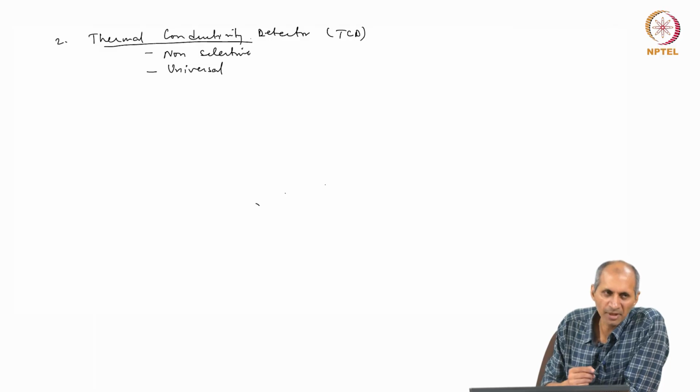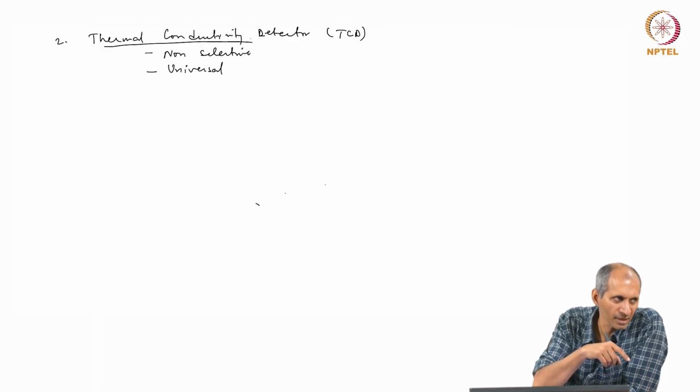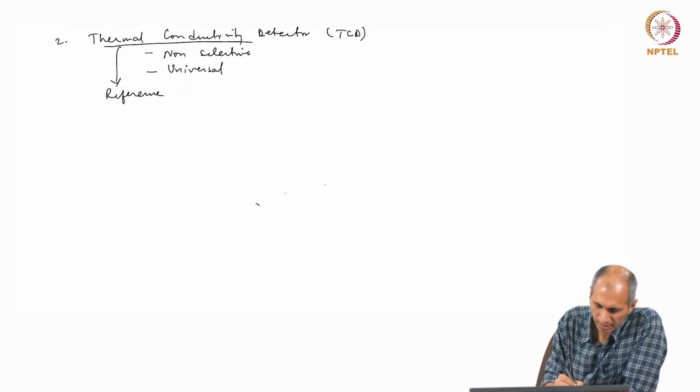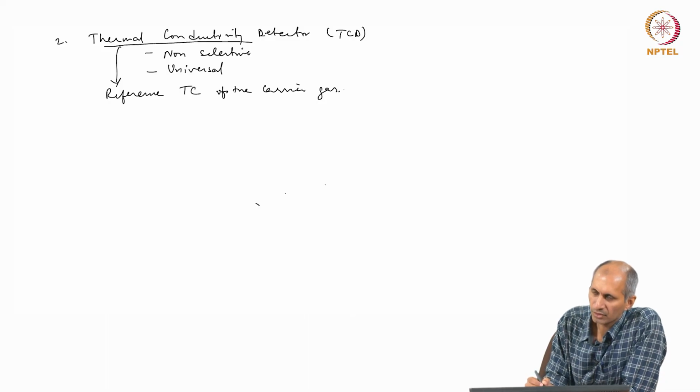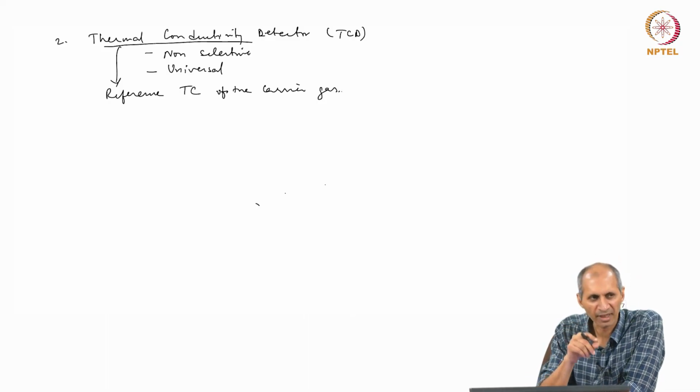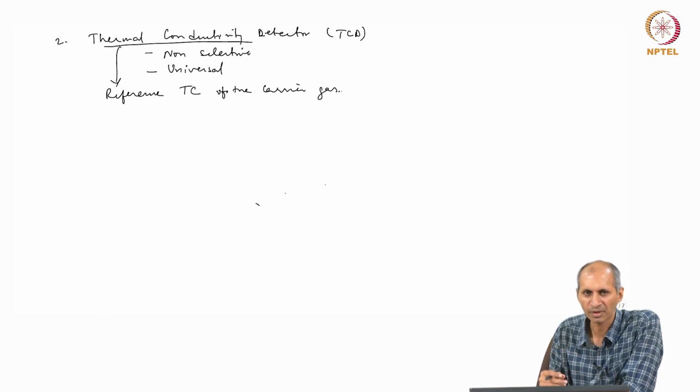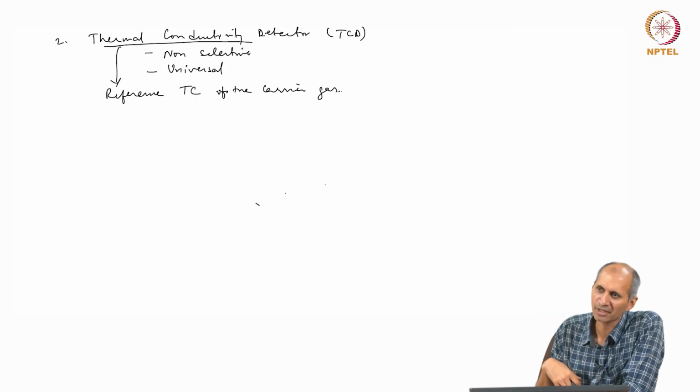So, if you want to measure oxygen content in a sample, the carrier gas will change. So, there is a reference thermal conductivity of the carrier gas. It measures the difference between the thermal conductivity of the carrier gas and whatever is there in the carrier gas in the sample. So, if you want to measure the amount of helium, you cannot use helium as carrier gas, you have to use something else, where there is some contrast. It could be a negative thermal conductivity difference or a positive.